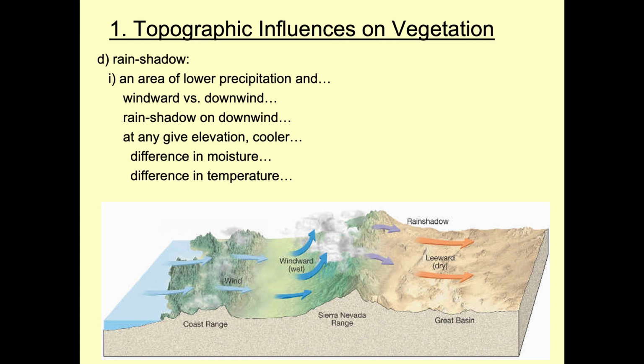On the other side of the mountain, as that parcel of air keeps moving towards the east, you get air that has much less water. With air that has much less water, those systems are going to receive much less precipitation, and you're going to have this rain shadow on the downwind side of a mountain range.